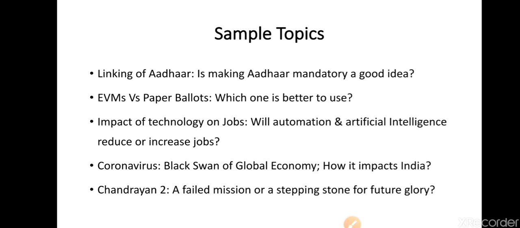Some of the latest sample topics are given here. Linking of Aadhaar: was making Aadhaar mandatory a good idea? Something about election: EVMs versus paper ballots, which one is better to use? Impact of technology on jobs. About the latest issue, coronavirus, and Chandrayaan 2: a failed mission or a stepping stone for future glory. The candidates or the students of engineering streams can think about different topics which are well talked about in the world or in the country or in the state to get ready for group discussion.